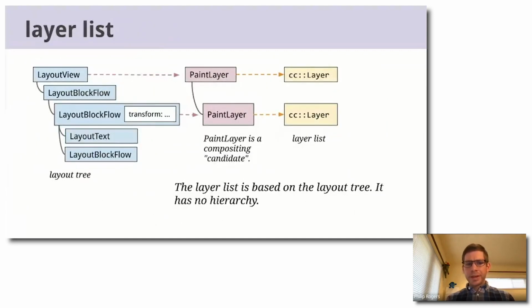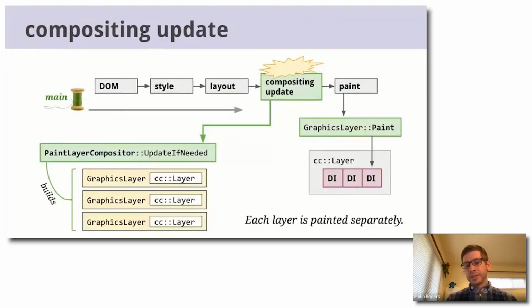So how is this actually implemented? Well, from the layout tree, we actually create layers. This is a new step. It uses a similar concept to the stacking thing we mentioned before. There's no hierarchy to layers, they're just back to front. And this layer creation is done in a new step between layout and paint called the compositing update.